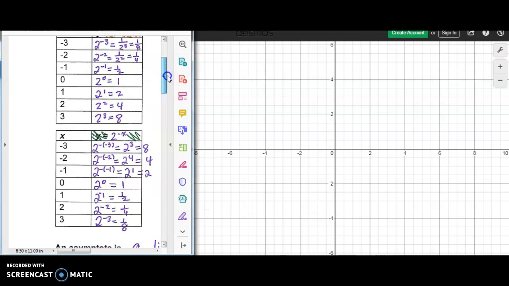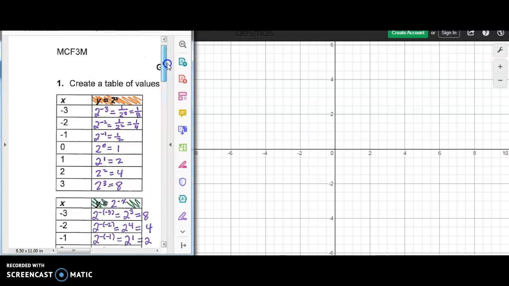Hi guys, today we're going to talk about graphing exponential functions. So basically what we're asked to do here, if we look at these tables, we're asked to graph y equals 2 to the x and y equals 2 to the negative x. So let's first graph y equals 2 to the x.